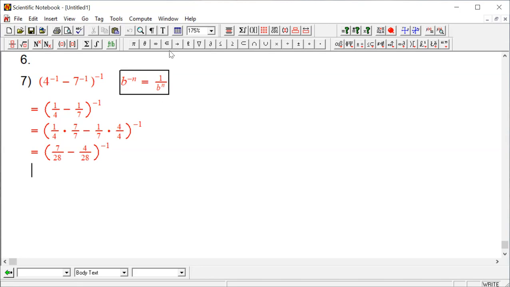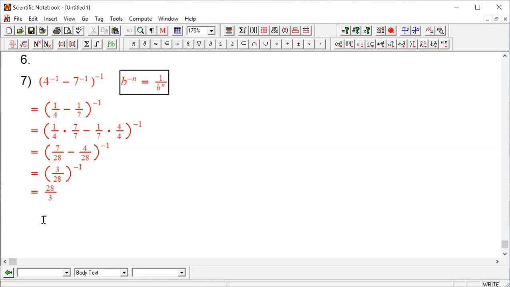Okay, and now we have the same denominator, which is 28, we keep it, and 7 minus 4, that's a 3. But outside of it, there's a -1 power. And in the end, we use the property one more time, and we're gonna have 28/3.